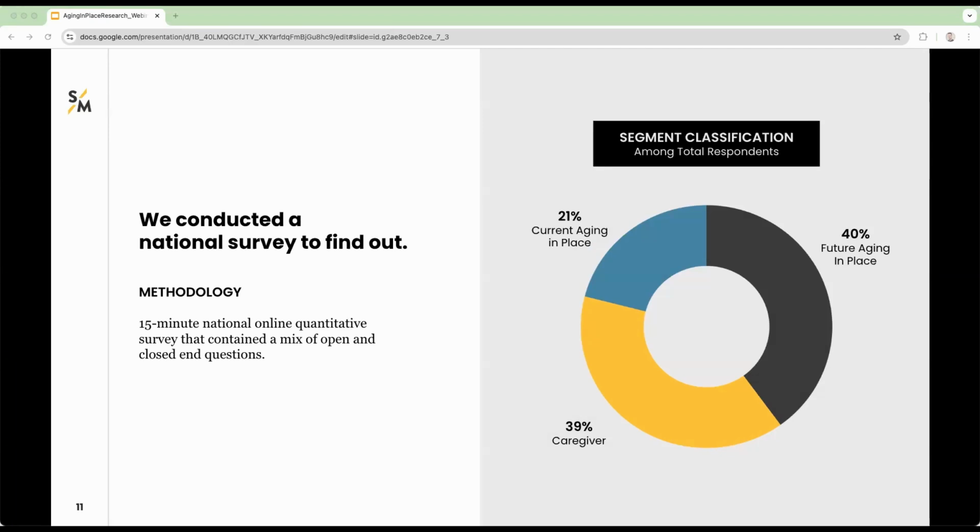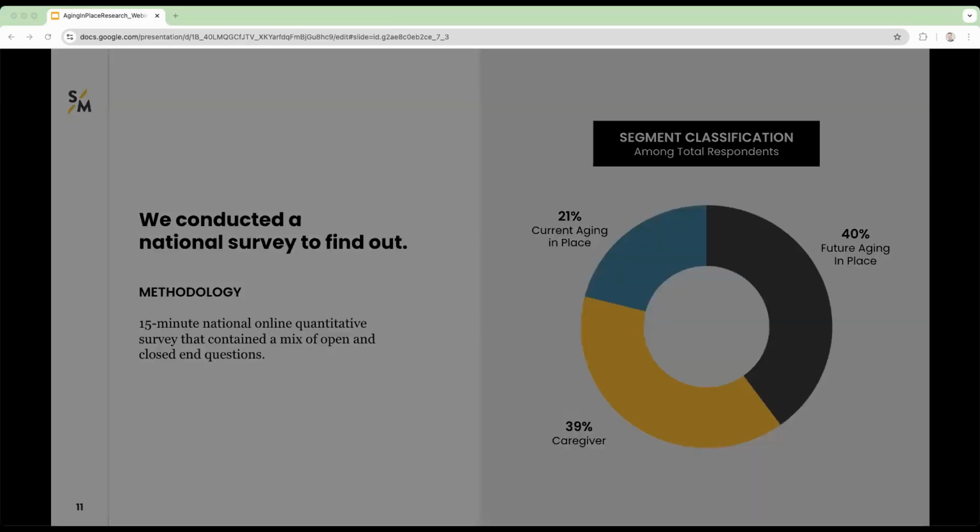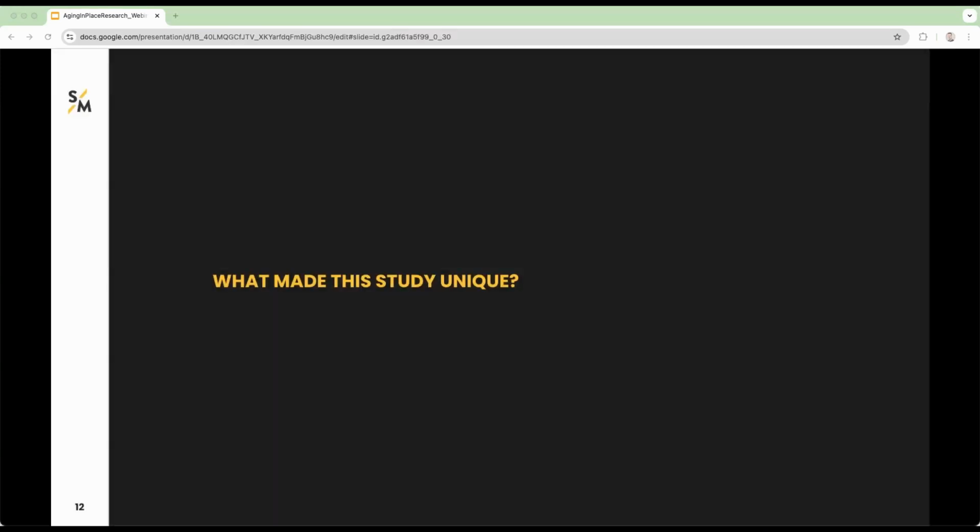Instead of getting a single view on aging in place, we wanted to get 3 unique perspectives on the place in the market. So we divided the survey into 3 groups: caregivers, people who are currently aging in place, and those who are about to age in place within the next 10 years. Now, a quick Google search will show that there is no shortage of studies done in the past few years about the aging in place market. So it's fair to ask, what's unique about this study and why would it matter to you?